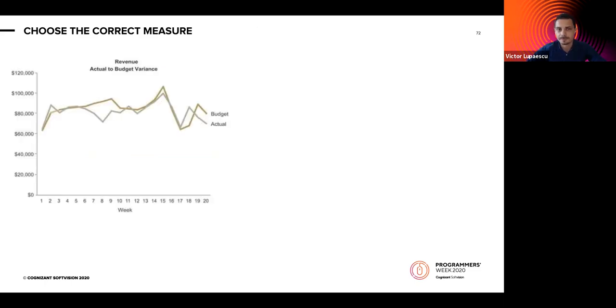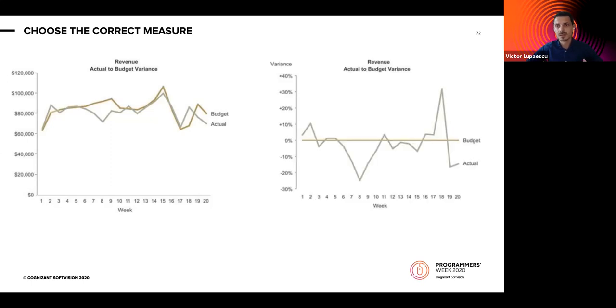Choose the correct measure. If you're trying to compare, for example, the actual spend versus budget, right? How much I've spent versus how much budget I had. I might tend to use this chart, and I'll be able to see that sometimes I've been over it, sometimes I've been under it. If my whole purpose is to see if I was on budget or not, and by how much, I can use the percent difference between actual and budget.